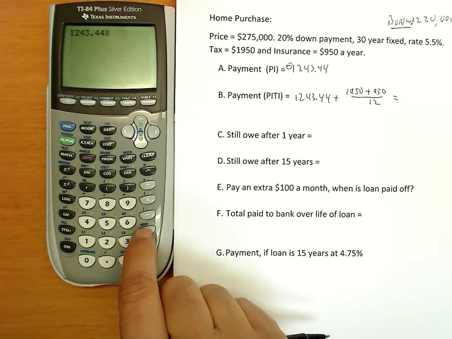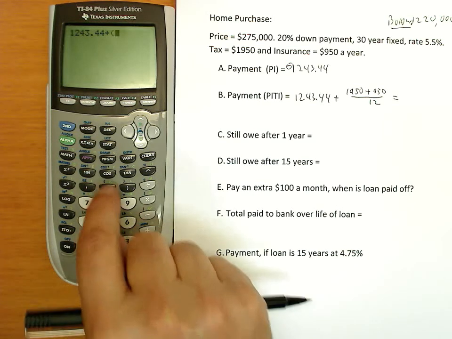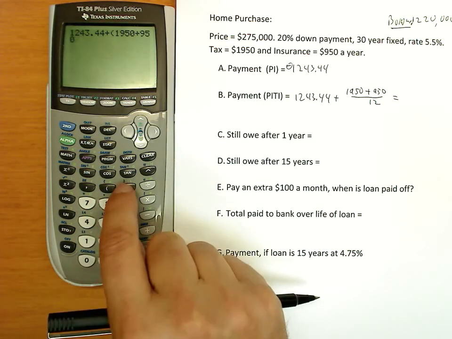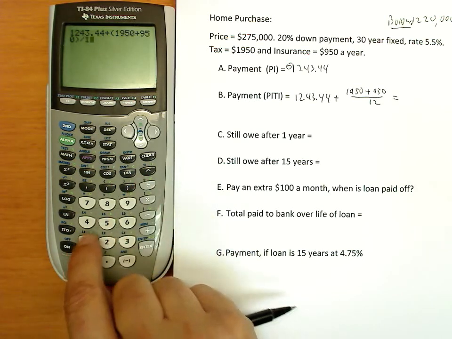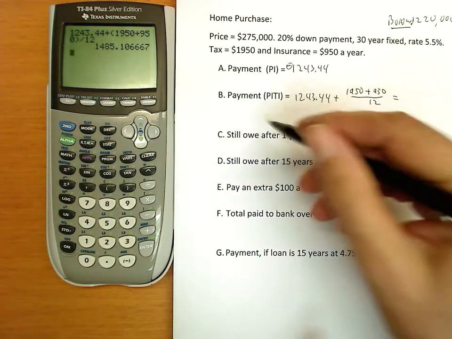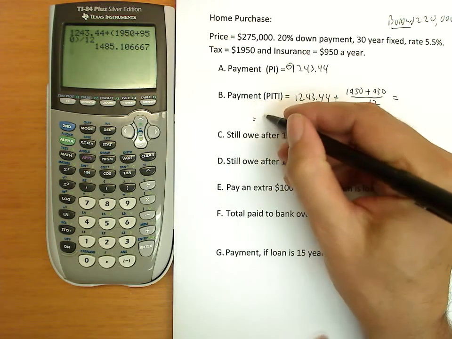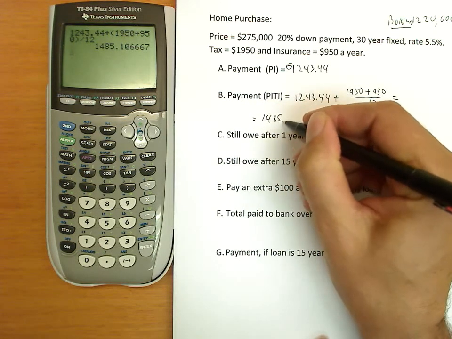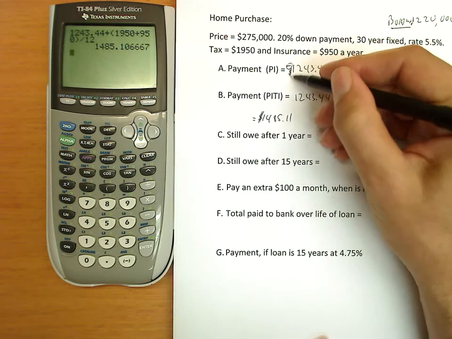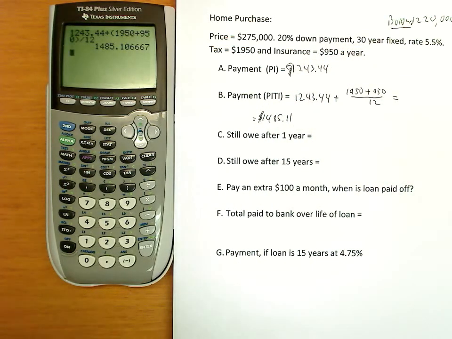So we take the original payment there plus $1,950 plus $950, the two that are yearly, and divide those by 12. You can divide them by 12 individually or add them up and divide by 12. It won't matter. And so the real payment that an owner of this home is going to see is $1,485.11. So positive, negative, not so concerned with that. It's your monthly payment that will cover your tax and insurance.